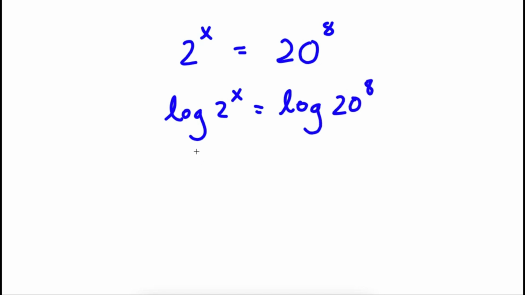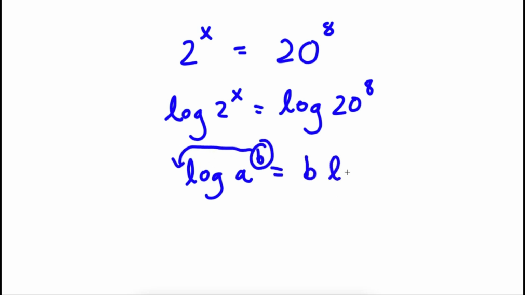Now, an important property of logarithms is that if I have something in the form log a to the power of b, I can actually move this exponent b to the front of the logarithm. So this would be equal to b times log a. So in this case, for both log 2 to the power of x and log 20 to the power of 8, I'm going to be using this property.